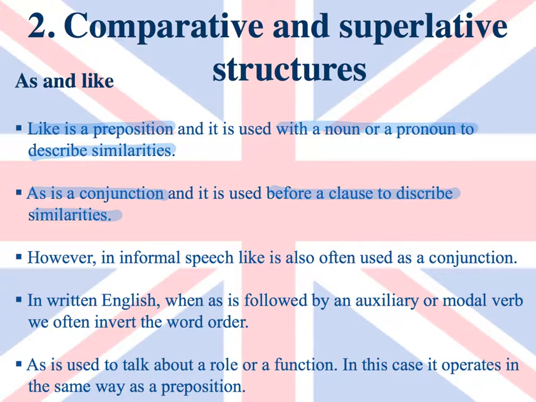However, in informal speech, like is also often used as a conjunction. In written English, when as is followed by an auxiliary or modal verb, we often invert the word order. As is used to talk about a role or a function. In this case, it operates in the same way as a preposition. For example, as your teacher, I recommend you work harder because I'm your teacher.